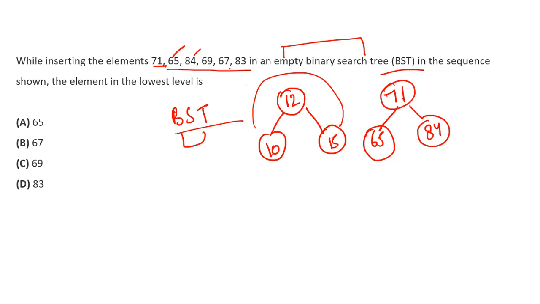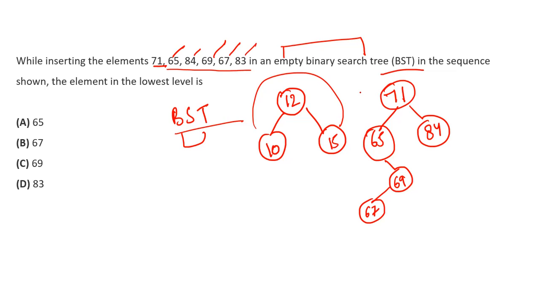Next we have 84, so 84 is greater than 71, so that will be on the right side. Next we have 69, we have to place this one. 69 can't be placed here because it is less than 71, but 69 is greater than 65, so that will be the right child of 65. So here's our 69. Next we have 67. 67 is also greater than 65, but it is less than 69, so 67 is going to be the left child of the 69 node.